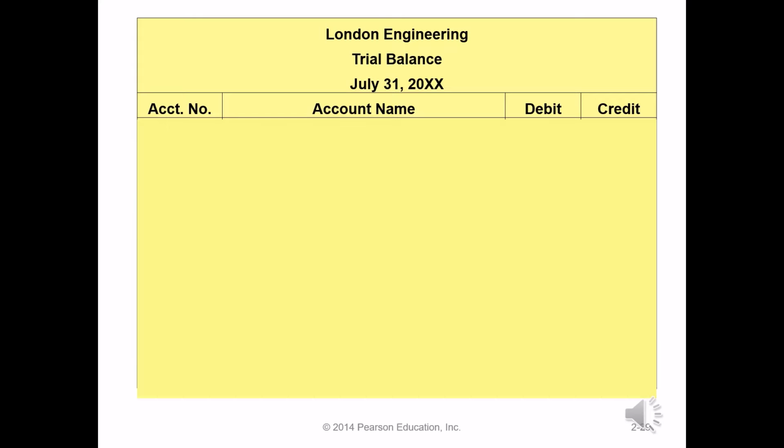Remember to arrange your asset accounts in order of liquidity, with cash being first as the most liquid, and your expenses, arrange those in order of the largest expense to the smallest expense. Pause the presentation and complete your trial balance.